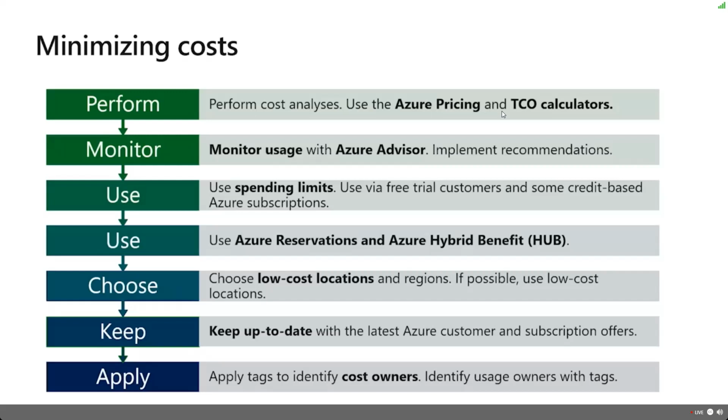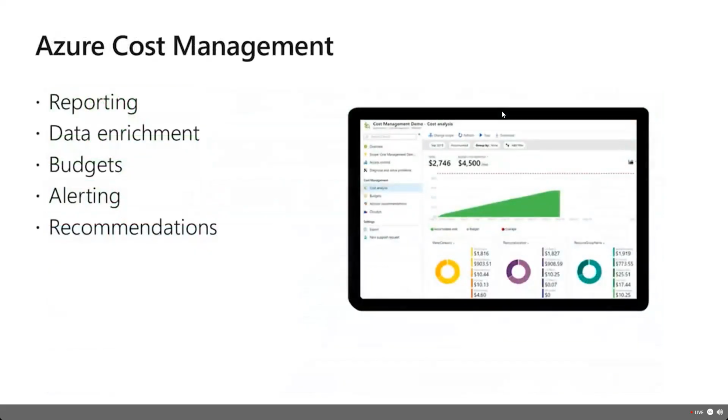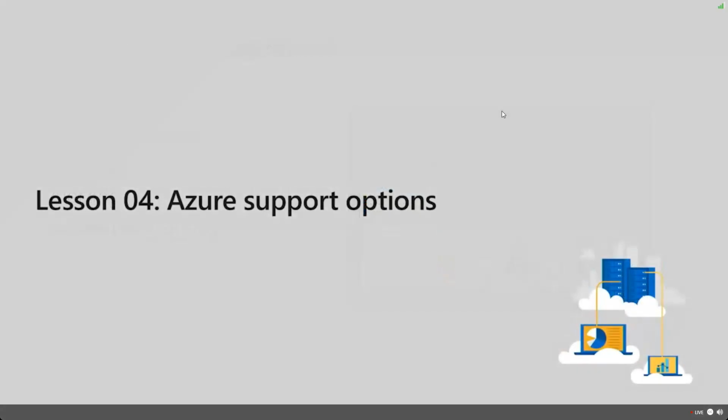Use reservations and hybrid benefit. Choose low-cost regions. Keep everything up to date with the latest offerings. As we change Azure and add features and functions, sometimes they will be cheaper than what you're currently doing. Use cost owners. Use tags to help apply those things. There are lots of ways we can help minimize costs inside the Azure environment. We also have an Azure Cost Management utility where we can get patterns and seasonality. We can see how much virtual machines are costing us versus Azure Functions versus storage. We have all that ability inside of Cost Management. We can even get recommendations from that. We have the ability to take Azure to the next level.